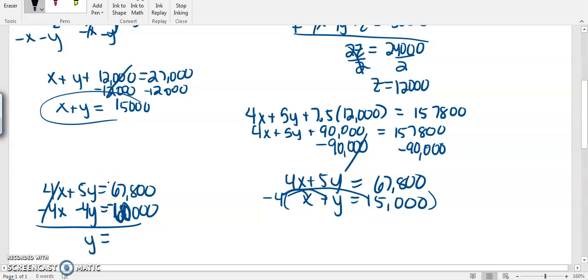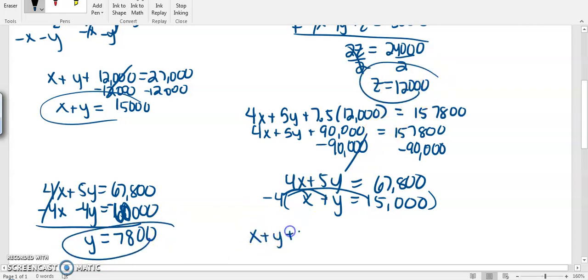67,800 minus 60,000 gives you y, which is 7,800. So we know what y is, we know what z is, so we could use the first equation, x plus y plus z equals 27,000. We don't know what x is, we know y is 7,800, z is 12,000, equals 27,000. 7,800 plus 12,000 is 19,800.